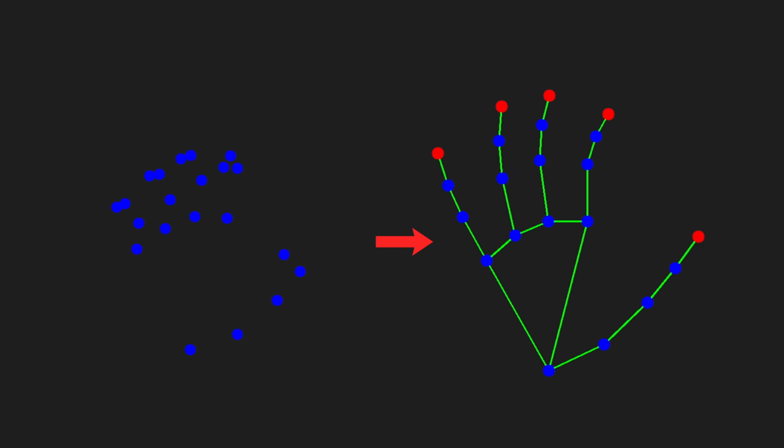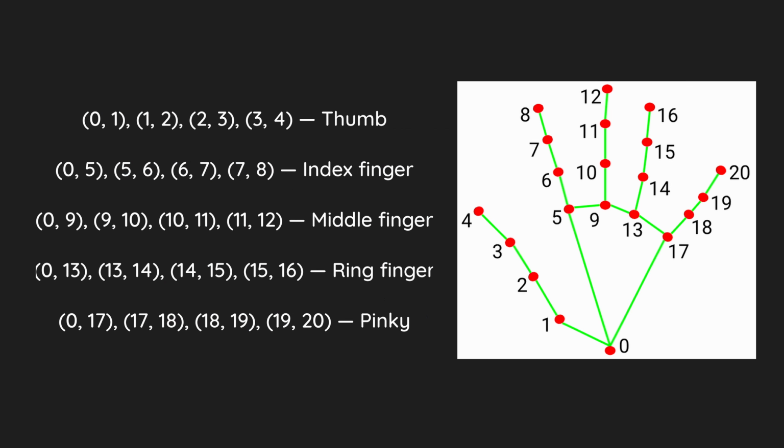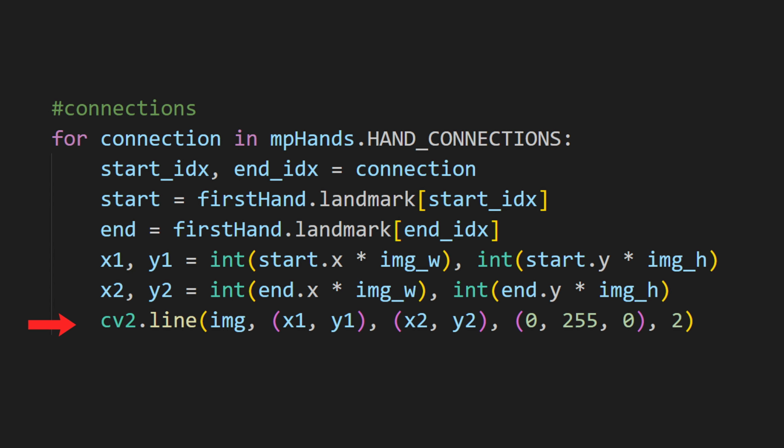The last thing I added was a skeleton overlay showing all the connections in my hand. Using MediaPipe's hand connections, which are a list of tuples representing the built-in start and end points, I could loop through them and draw a line for each pair.